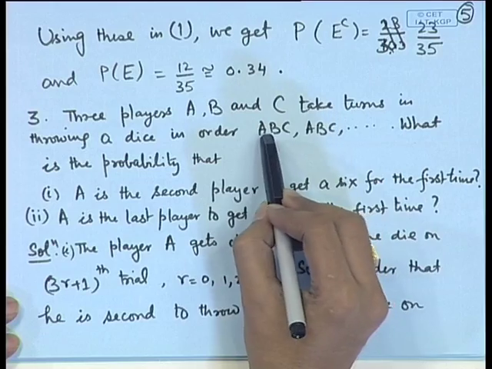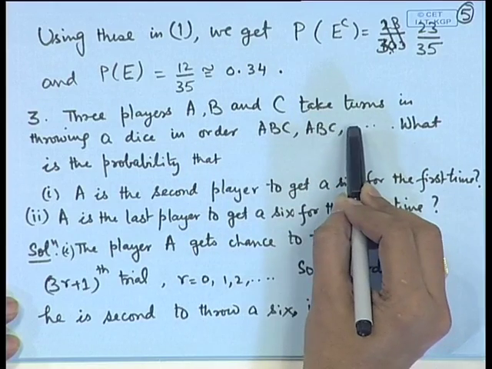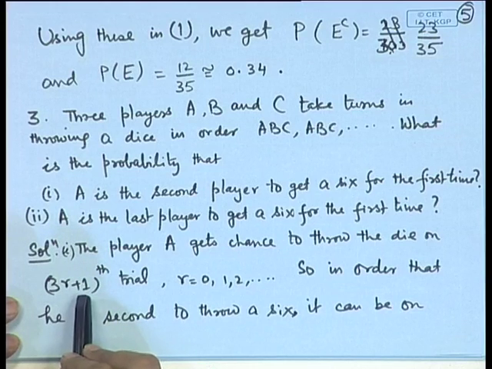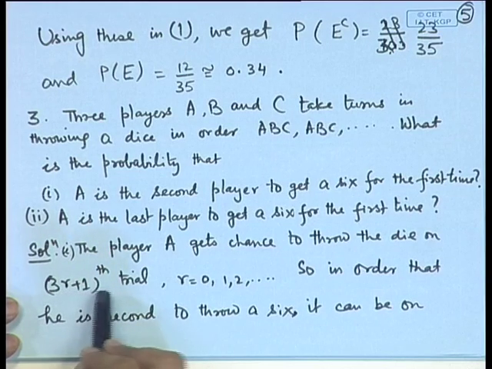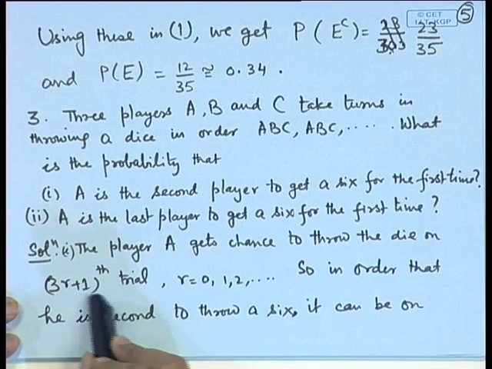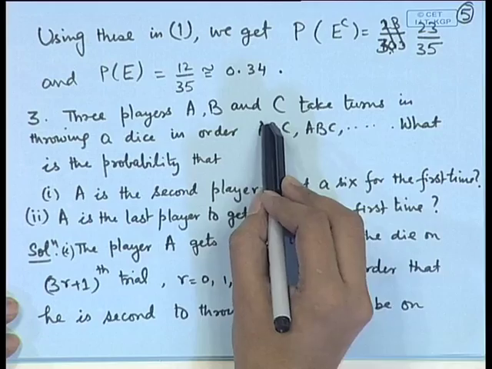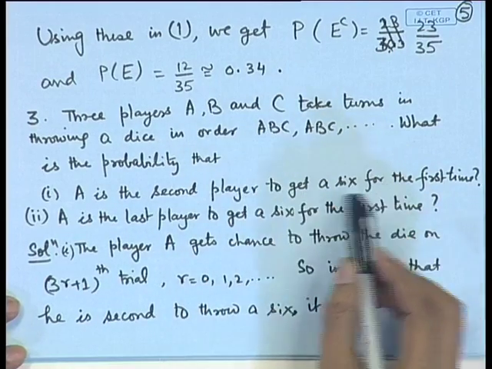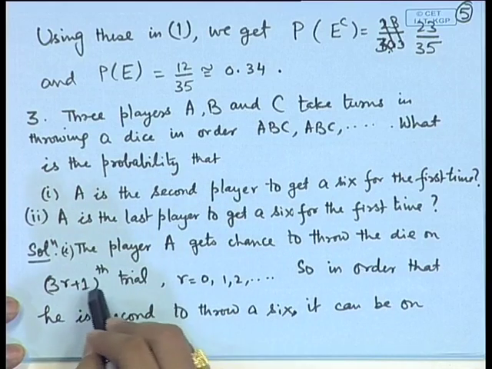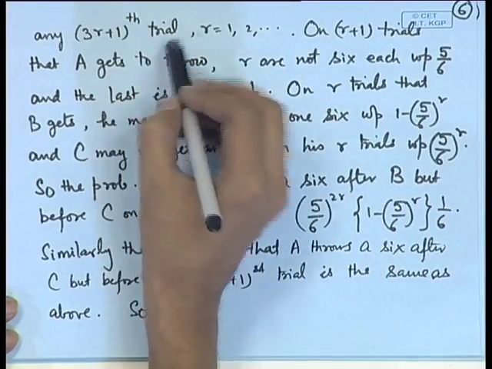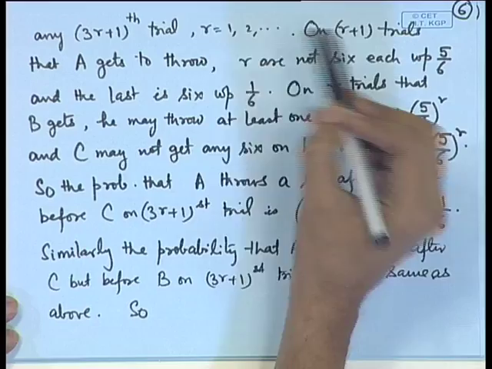Now, A gets a chance the first trial, the fourth trial, the 7th trial and so on. That means, he gets to throw the die on 3r plus 1th trial for r equal to 0, 1, 2 etcetera. However, on the first trial itself he should not throw a 6, because he will not be then the second player, he will become the first player. So, r equal to 0 is ruled out for him to get a 6. So, in order that he is second to throw a 6, it can be on any of the 3r plus 1th trial for r equal to 1, 2 and so on, not on r equal to 0.